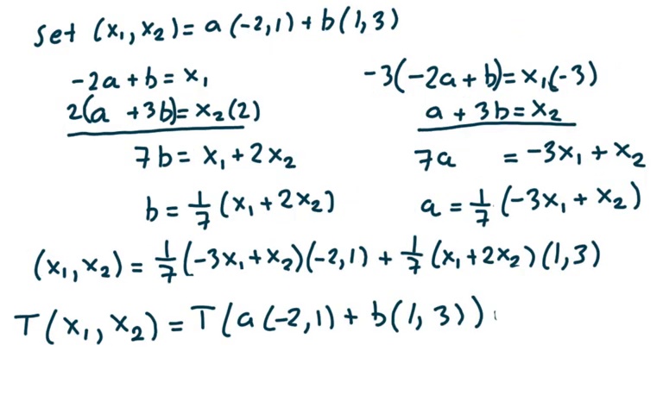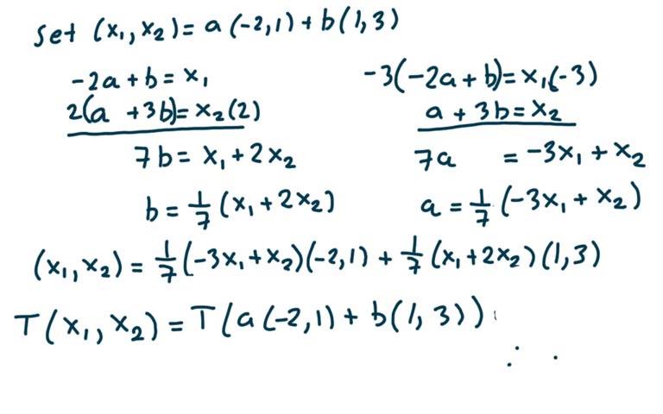Okay, first, I'm going to take the vector (x1, x2) and express it as a linear combination of vectors (-2, 1) and (1, 3). In other words, I'm going to set (x1, x2) equal to A times (-2, 1) plus B times (1, 3). So -2A plus B is equal to x1, and A plus 3B equals x2.